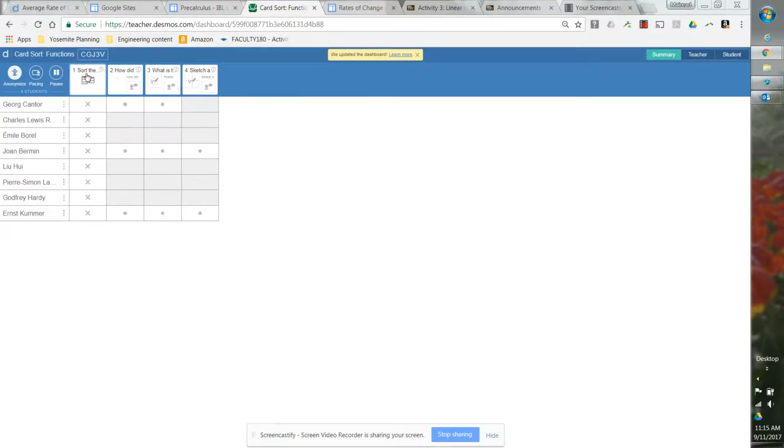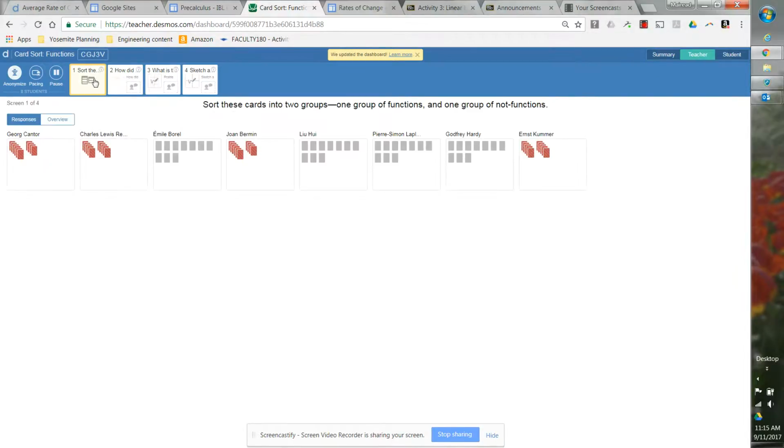So I want to talk to you for a minute about the card sort function, and then I want you to make sure you come back and work on these other questions if you can. So if we look here, we can see that some people have logged in and haven't really sorted the cards at all, and then some of you have tried to sort them and there's something going wrong.